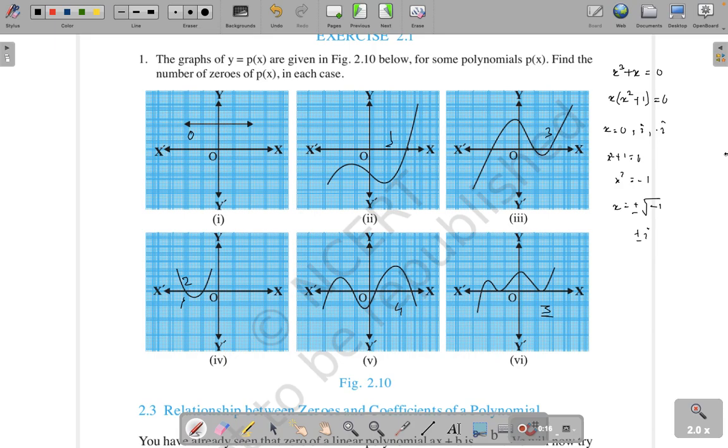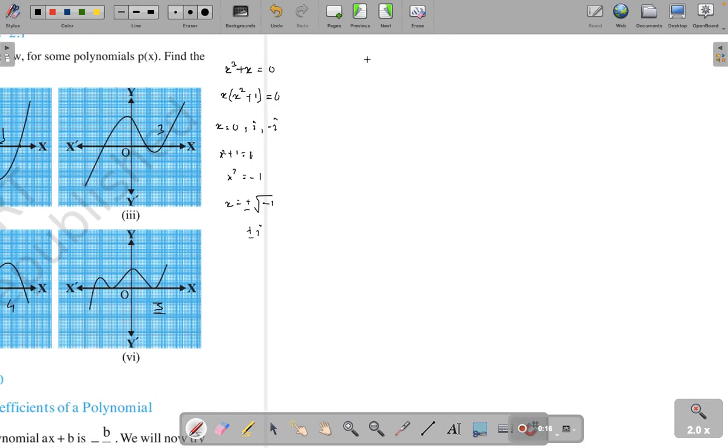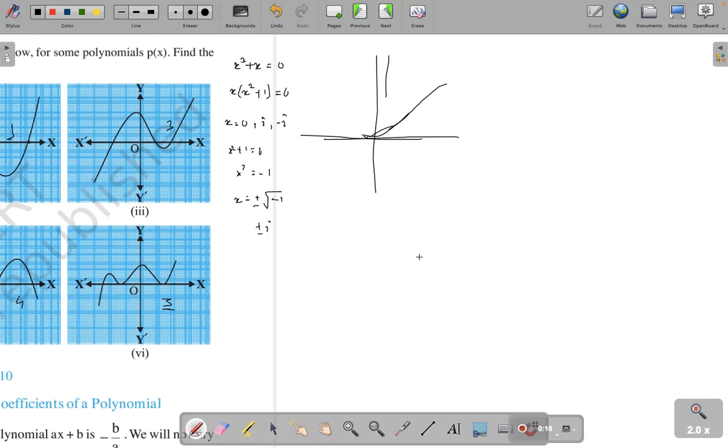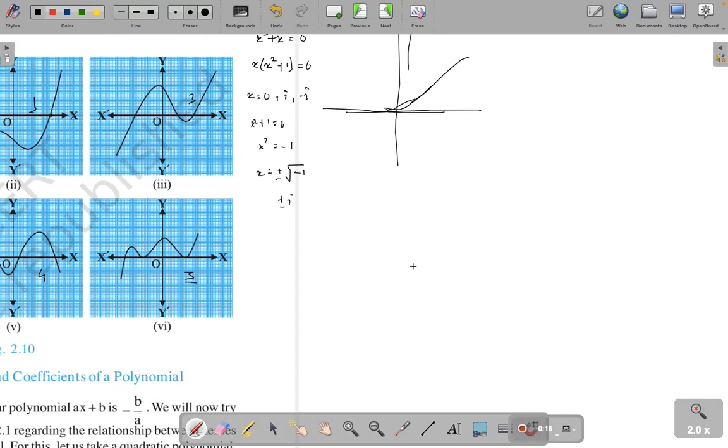So one root is real, two are imaginary. So if you draw the graph of x cube plus x, it will intersect at only one point. So that is why it is not necessary that if it is intersecting at only one point, then the degree is 1. Remember this.